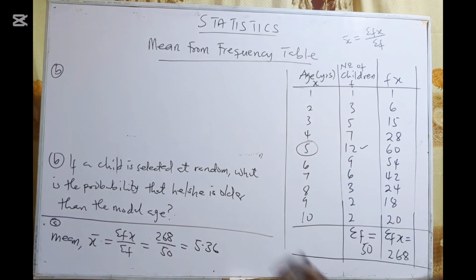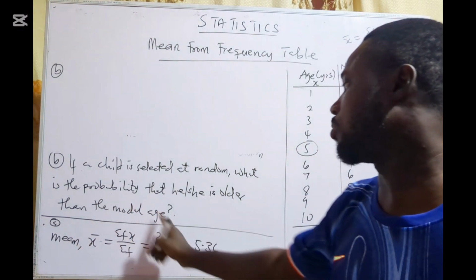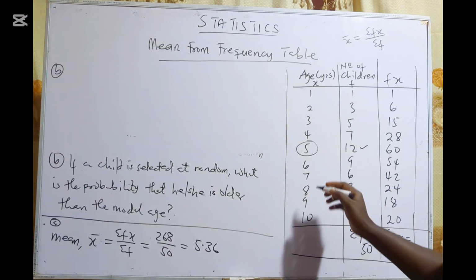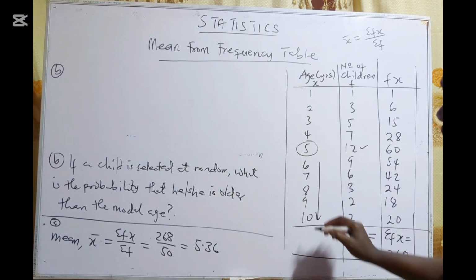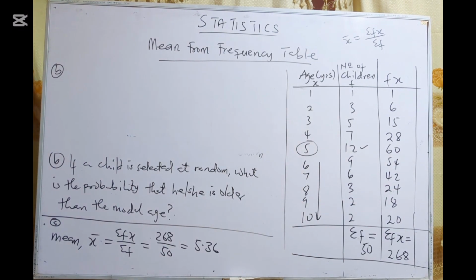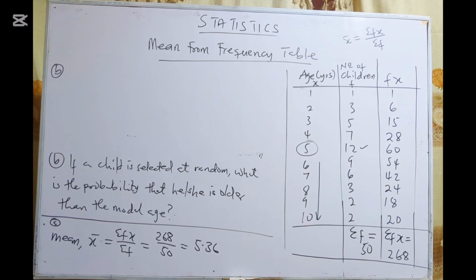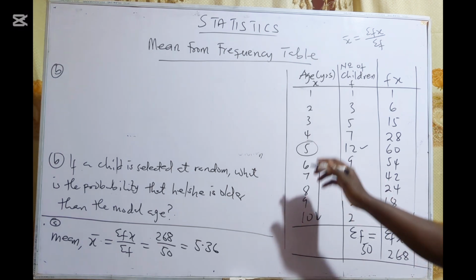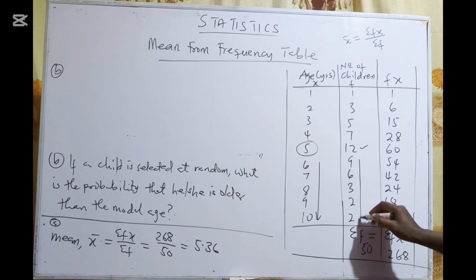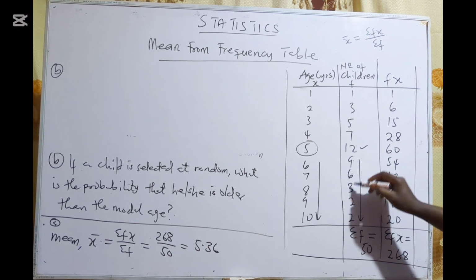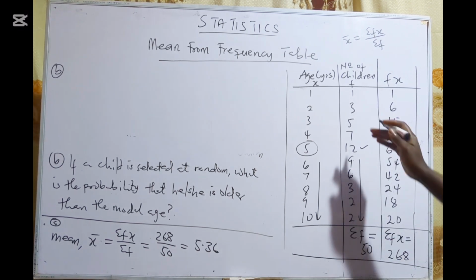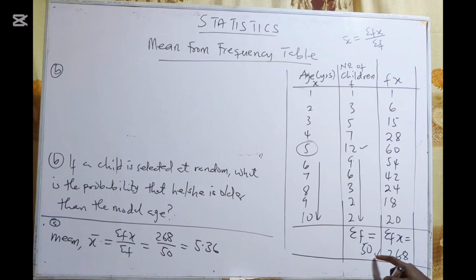And so what is the probability that the child is older than the mother age? So those who are older than the mother age are from 6 to 10. Okay, and that means they are older than 5, because the mother age is 5. So if you are selecting a child, what is the probability that the child will be older than the mother age? So how many children are older than 5? That is 9, 6, 3, 2, and 2. Okay, so we add the numbers and divide by 50.